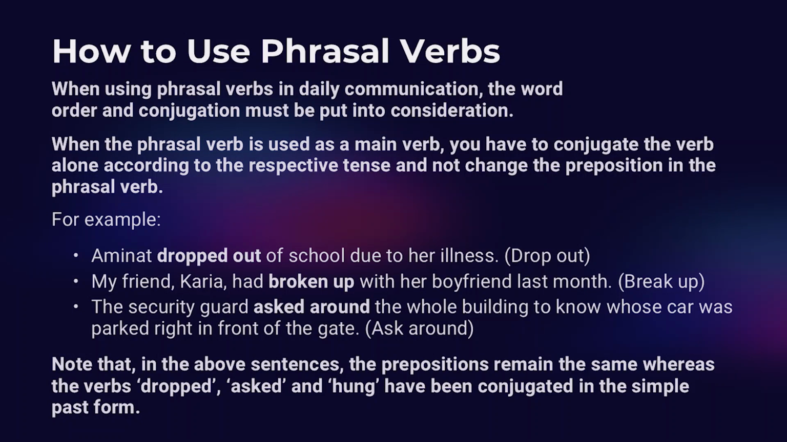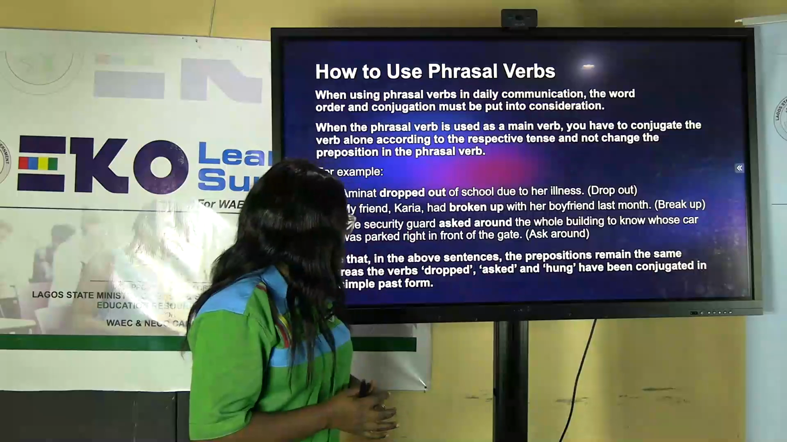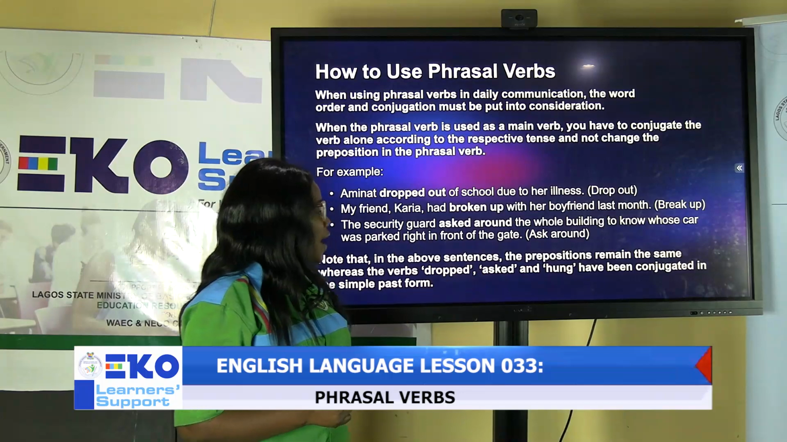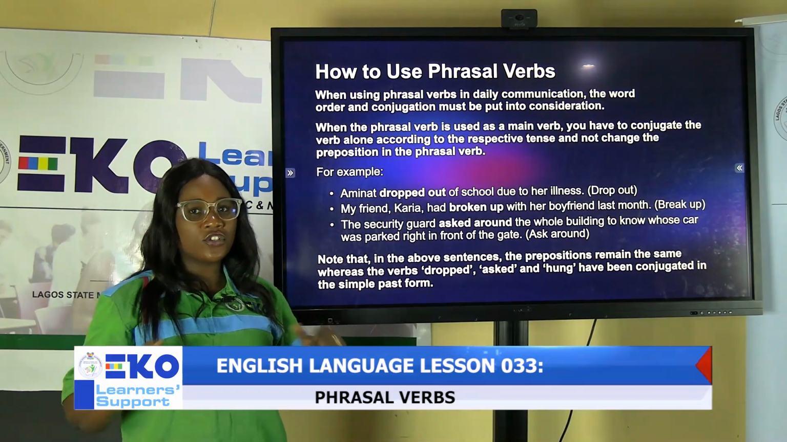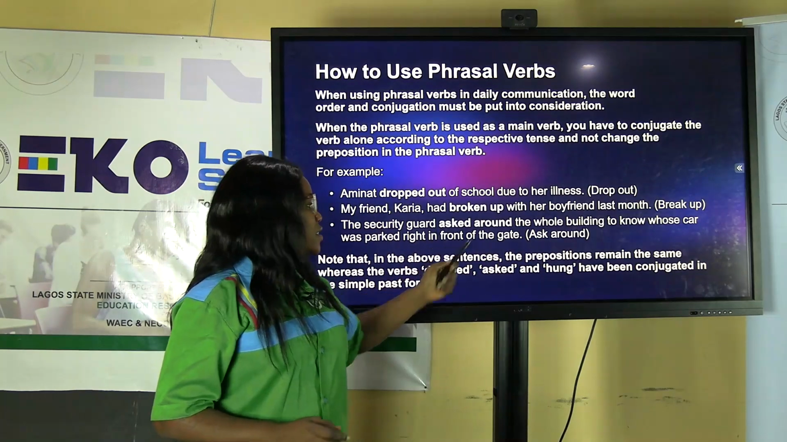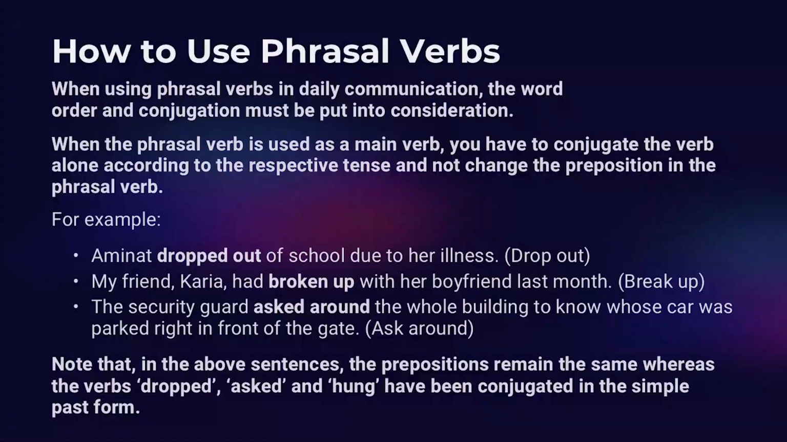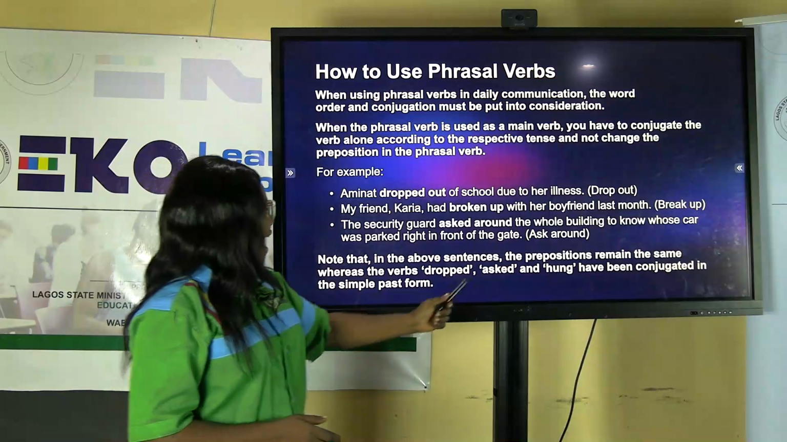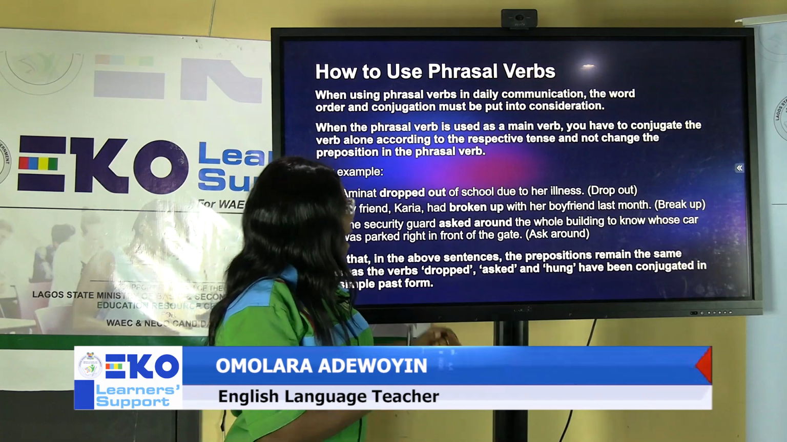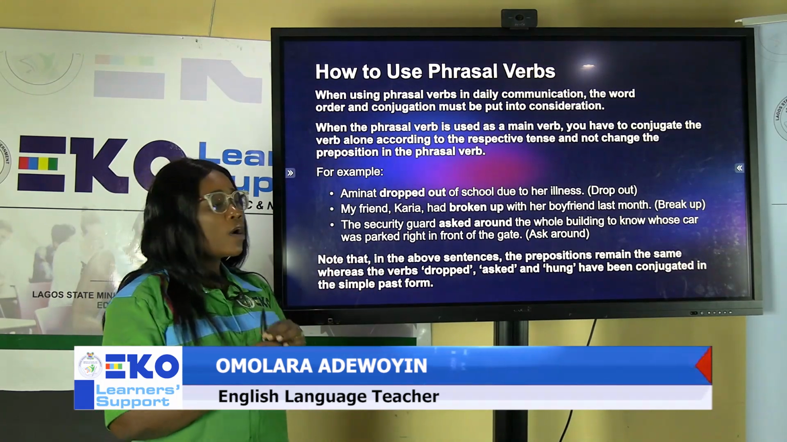The security guard asked around the whole building to know whose car was parked right in front of the gate. Asked around. Around, a preposition, doesn't change. However, ask around is the original and we have asked being conjugated. Note that in the above sentences, the prepositions remain the same, of course, whereas the verbs dropped in 1, asked in 2, and broken in 3 have been conjugated in the simple past form.